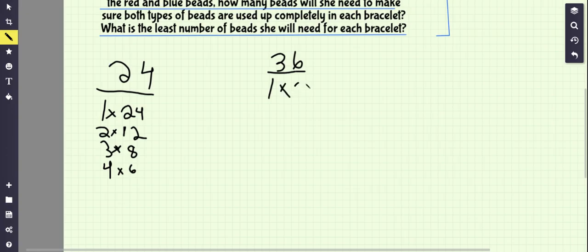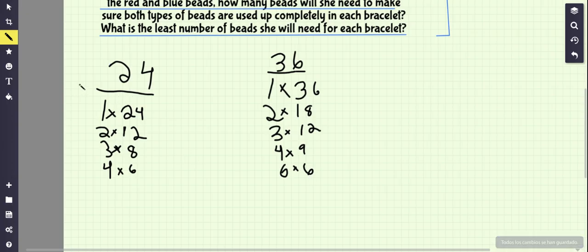Now I'm going to do this one. 1 times 36 is equal to 36. 2 times 18 is equal to 36. 3 times 12. 4 times 9. And then we got 6 times 6.